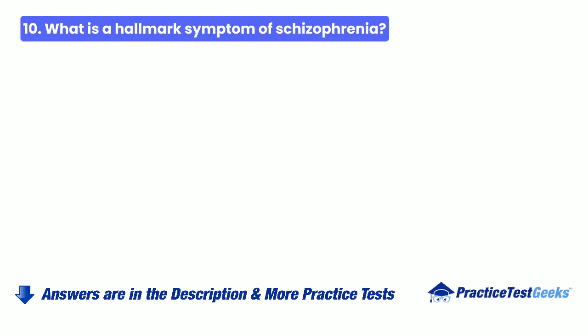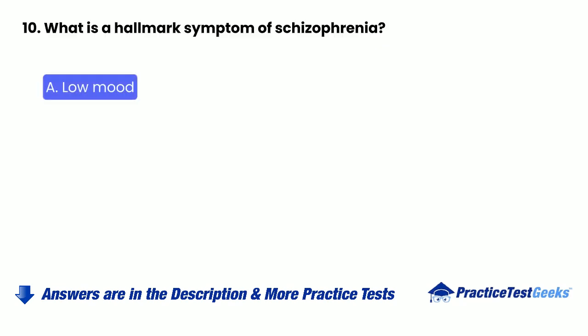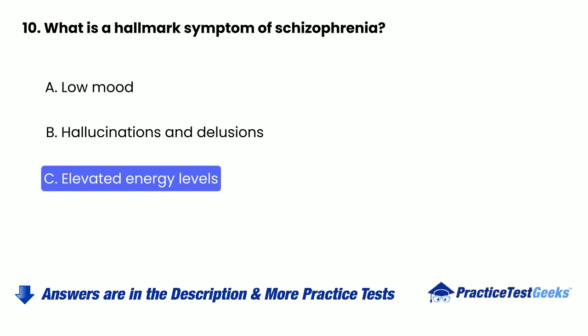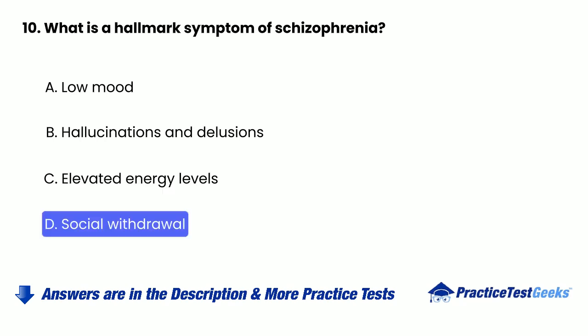10. What is a hallmark symptom of schizophrenia? A. Low mood. B. Hallucinations and delusions. C. Elevated energy levels. D. Social withdrawal.